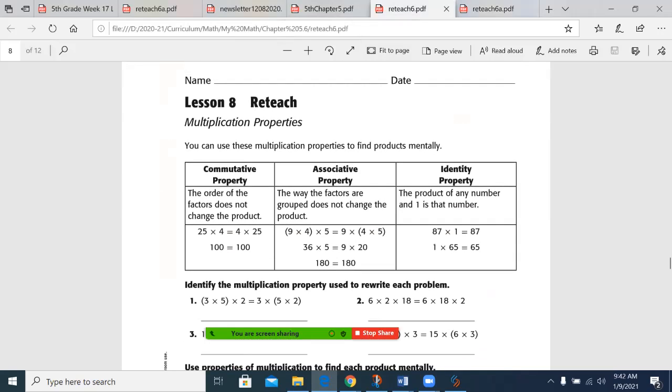Today's lesson is Reteach 8, multiplication properties. In the My Math lesson, you'll be doing this involving decimals. The point of this video is to remind you of the three properties. The commutative property, where the order of the factors does not change the product. You want to look at each side of the equal sign. Over here, I have 25 times 4, and over here, 4 times 25. I changed the order of which one was first and which one was second. Commutative is just changing the order. Both of those have a product of 100.